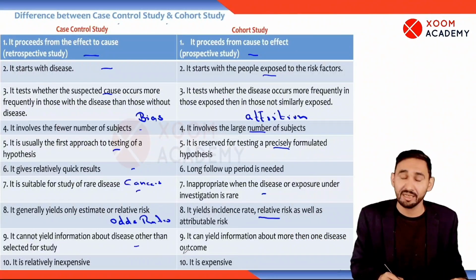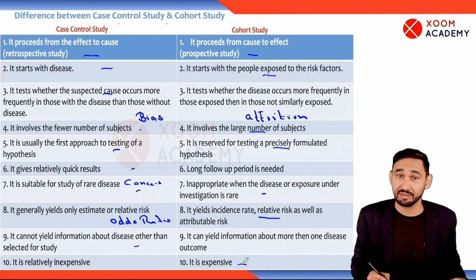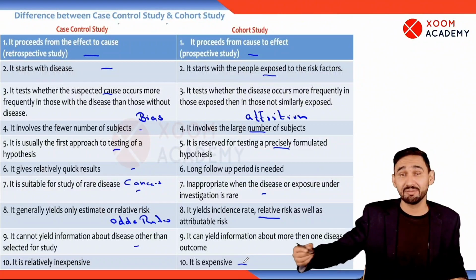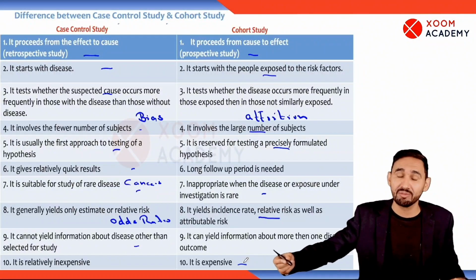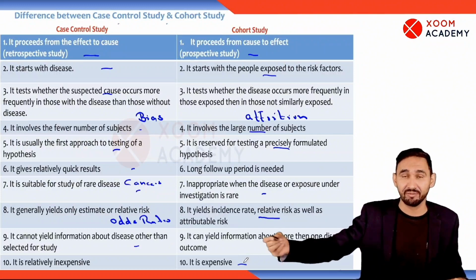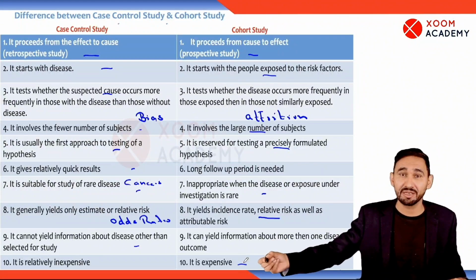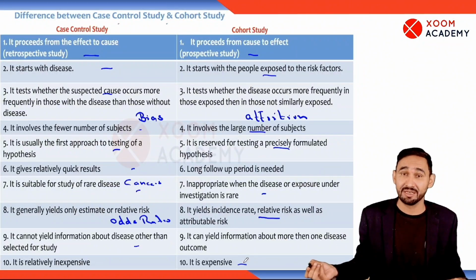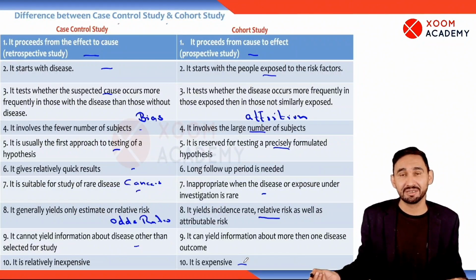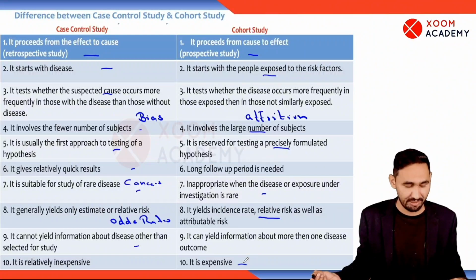Case control study is cheaper, it is inexpensive, while cohort study is expensive. Cost, time process, it takes time. So these are the major differences between case control study and cohort study. You have to remember few things: one is retrospective, other is prospective. One is expensive, other is inexpensive. One can measure odds ratio, other can measure incidence, relative risk, and attributable risk.